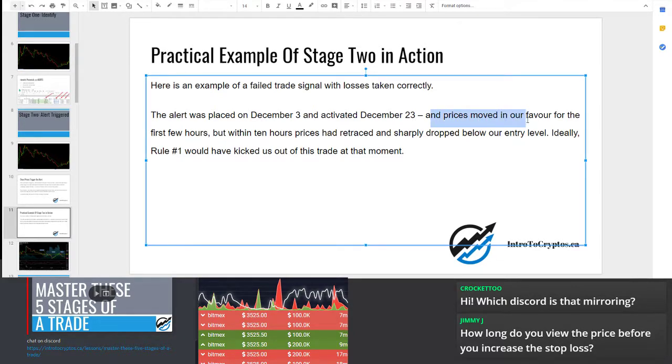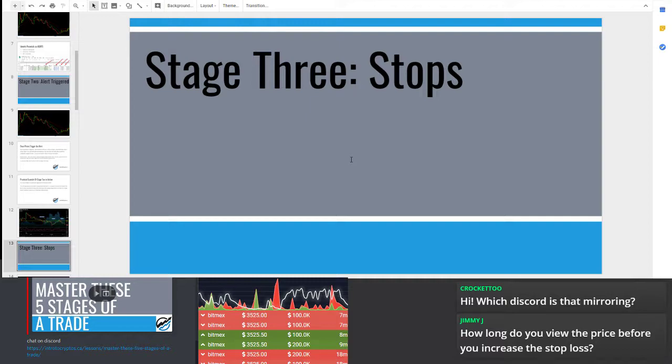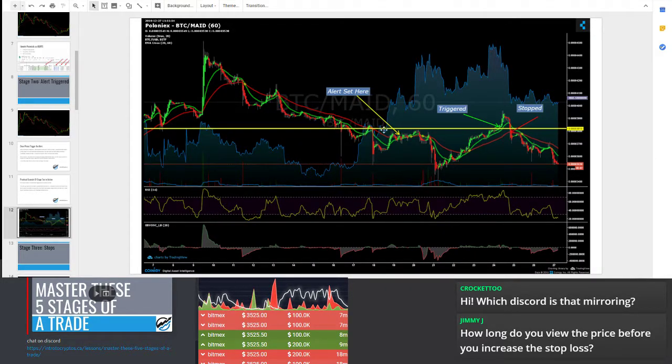So prices moved in our favor for the first few hours, then retraced sharply down below our entry level. So ideally, rule number 1 would have kicked us out of the trade at that moment as it came down. There should be lots and lots of times where you're going through trades like this, where they look good, but you have to get out and start again.